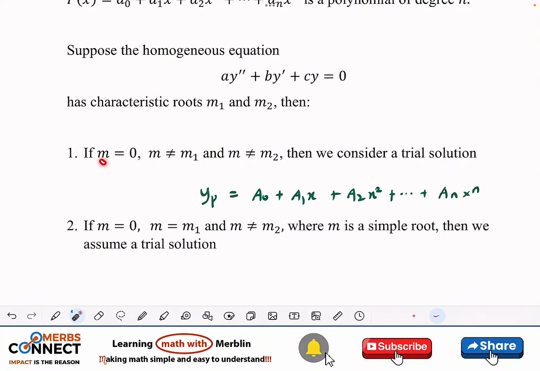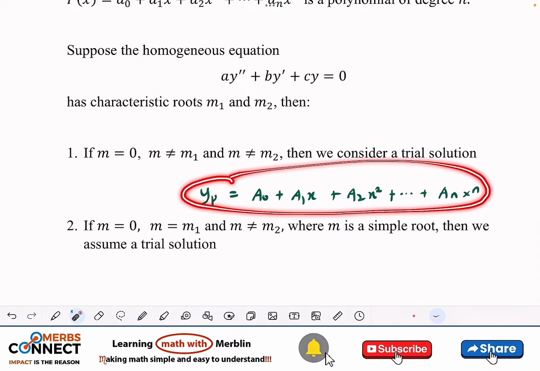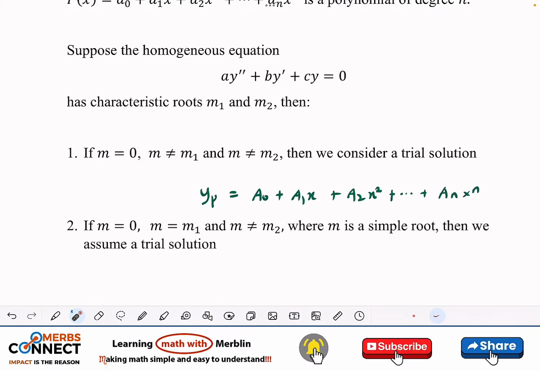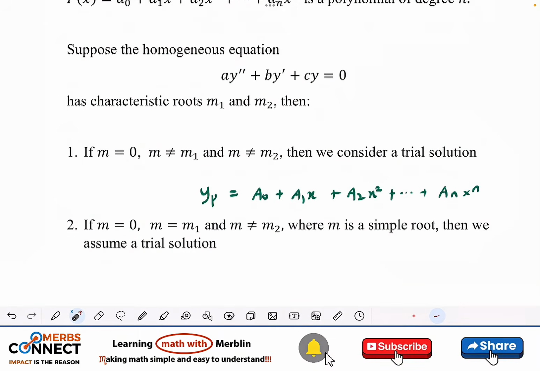So anytime m is equal to 0, I said always we are going to assume that m is 0. So whenever it's not the same as any of the roots, this is how we are going to write our particular solution, or we are going to guess our particular solution.